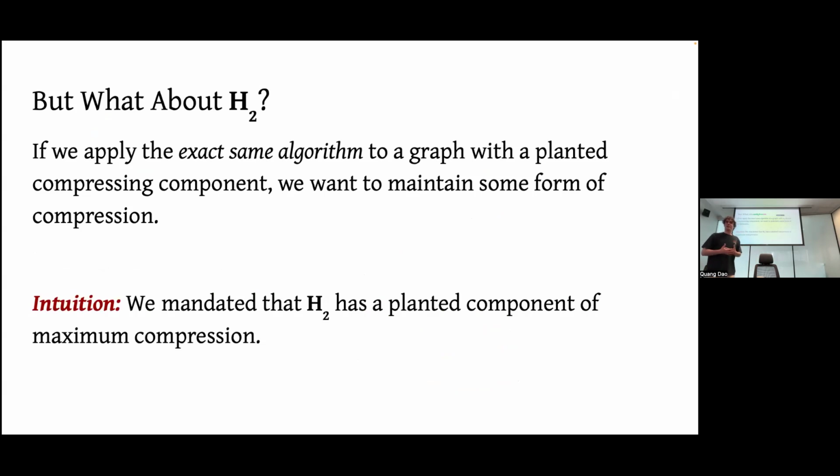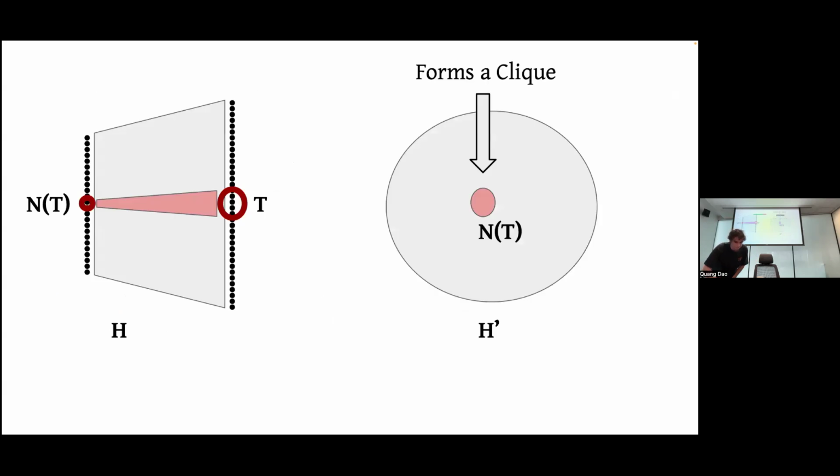But now let's return and talk about H2. We want that if we apply this exact same algorithm to the case that we have a planted compressing component, then we still have a small component which is at least somewhat compressing. And the key observation here is that we mandated that H2 has a component which is just maximally crazy compressing. So we're okay with losing a lot of this compression, as long as we have at least a little bit of compression at the end.